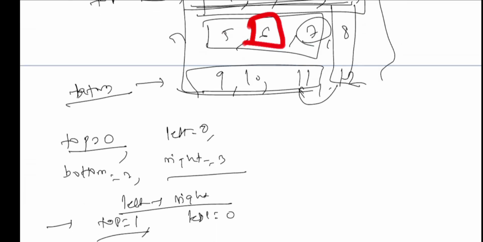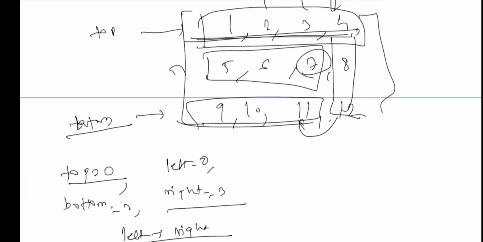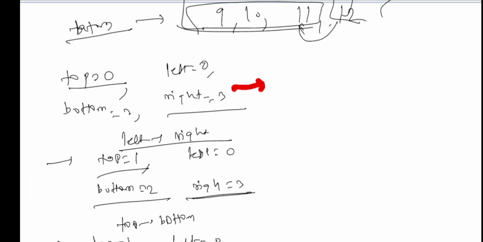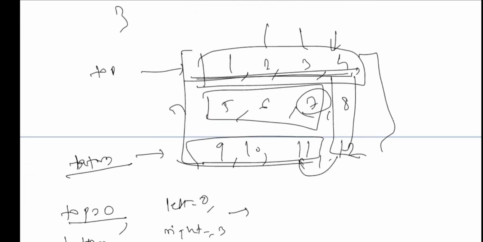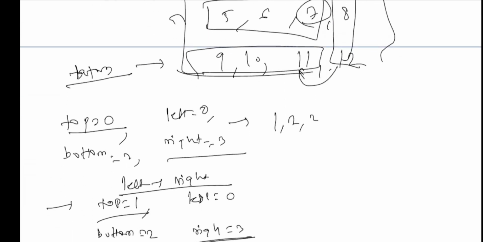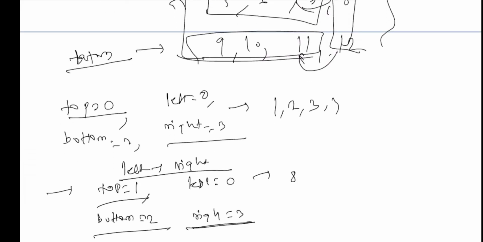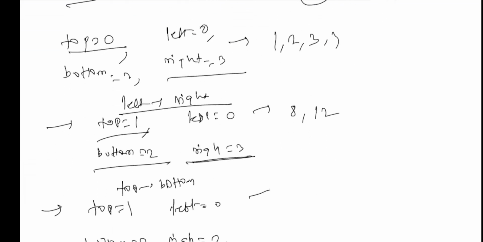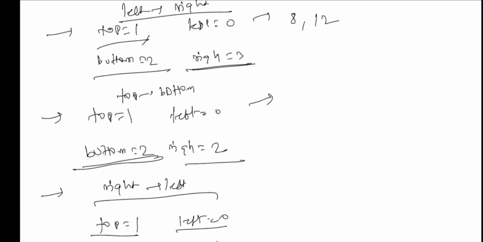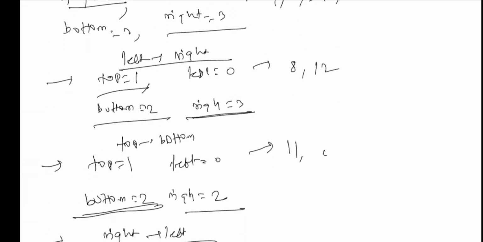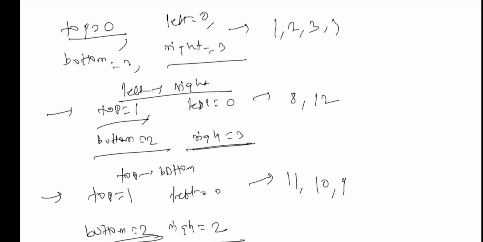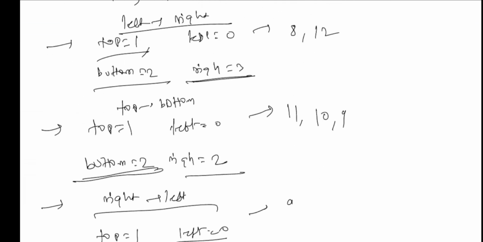So 6, right? In this case, what we are printing, let me print that. In this case, I will try to print 1 2 3 4. Then I will move along and try to print 8 and 12. In the third case, I'm trying to print 11, 10 and 9. Then I'm trying to print 9 and 5. We have already covered 9, so we will just print the 5. So until now we are pretty good, right?